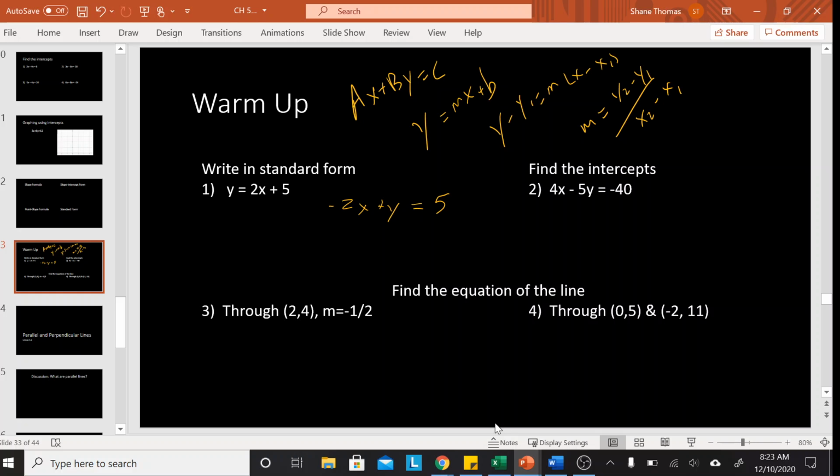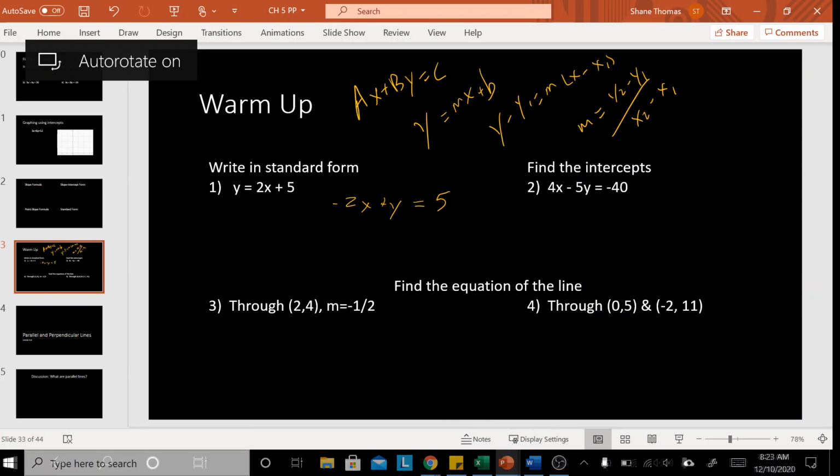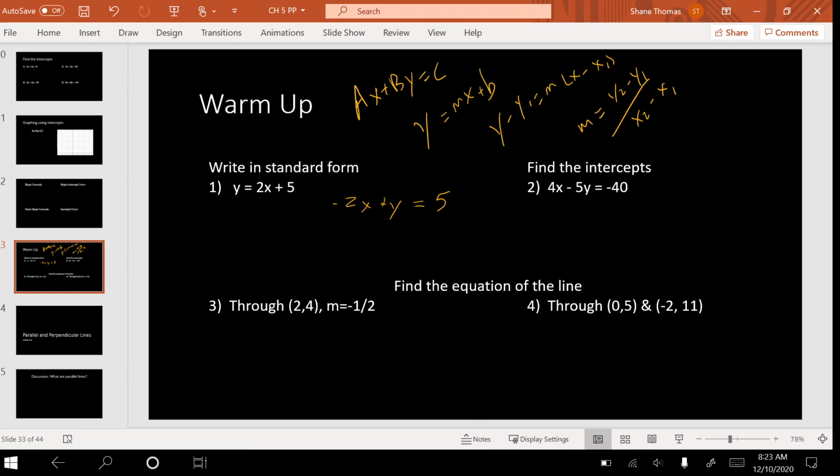Two things we want to make sure of. One, we got to make sure both of these numbers in front of our variables are not fractions. And two, we got to make sure our a term is positive. So in this case, we have the whole numbers, but we don't have a positive, so we want to multiply everything by negative 1. It's going to give me 2x minus y equals negative 5. And that looks like the same as you had. Good. All right, second one.